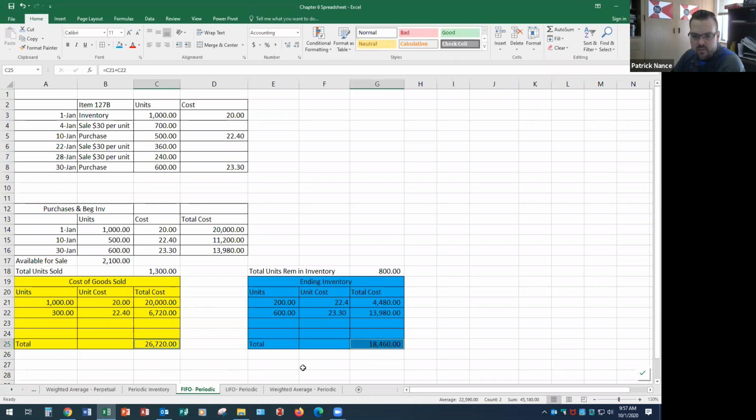And again, just like with all the other methods, the total of the two equals 45,180, because it will always be the same. That is my total cost of goods available for sale, a number you might want to know, which is 45,180. Okay, we'll stop there and do the periodic LIFO for the next one.